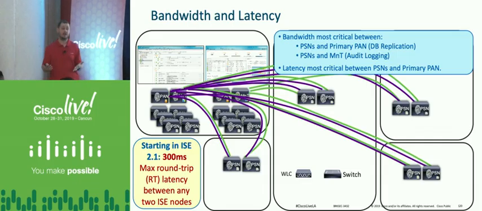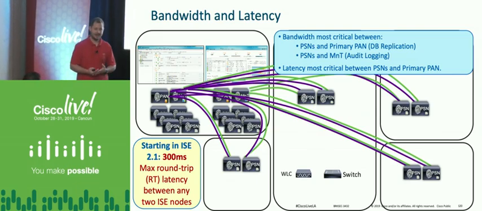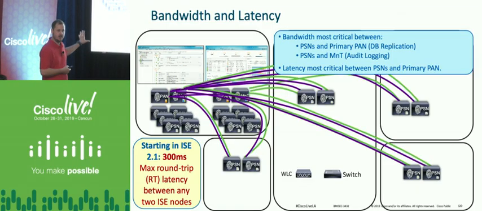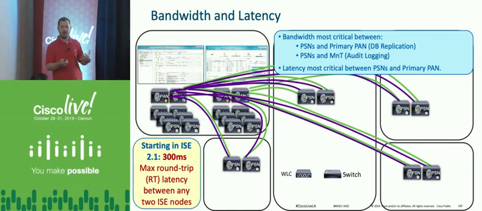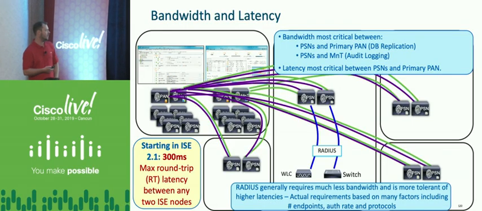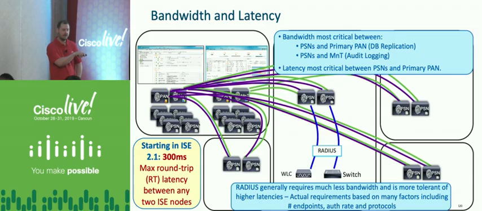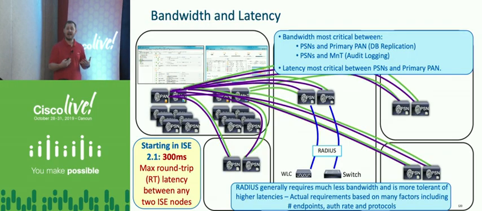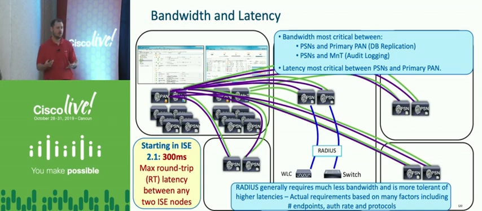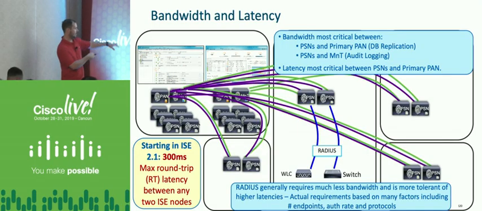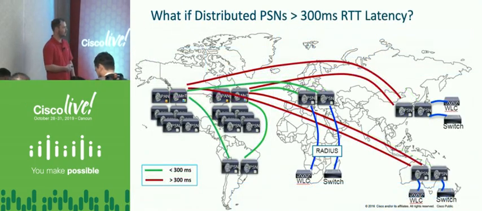Do we have customers that have larger than 300 milliseconds? Yes, but it's not formally supported by TAC. So if you run into this situation where you have nodes that are above the latency, we can solve it in a few different ways. One, we focus on things like RADIUS. So from the switch or wireless LAN controller going up to the primary RADIUS server, the latency tolerance is a little bit higher there. If you're familiar with RADIUS in detail, normally you've got a 2 to 5 second timeout period for RADIUS, whereas we're looking at 300 milliseconds for replication.